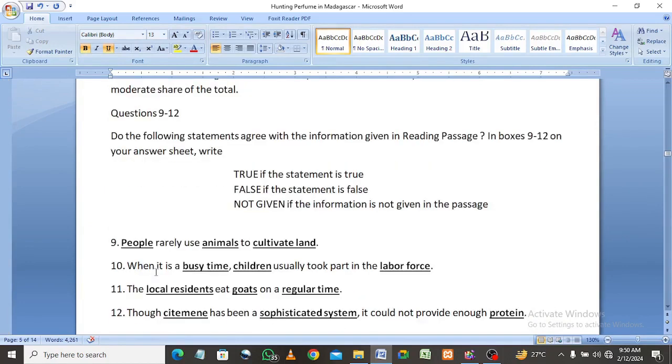Now read the question again. People rarely use animal to cultivate land. So our target keyword here is what? Rarely. This is the target keyword. Most of the time, most people tend to look for this word. No, what do you do? You look at the meaning. What is the meaning of rarely? Rarely could also be something that they don't do often.